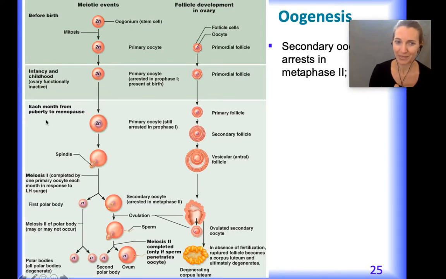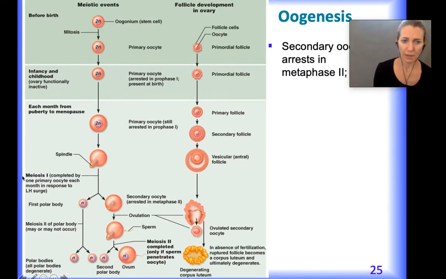And then about each month from puberty to menopause, a primary follicle will mature into a secondary follicle, and lastly into a vesicular follicle as listed here, but this is the mature Graafian follicle. You've got ovulation that's occurring here. And then you are seeing that the follicle morphs into the corpus luteum. And it has this note about the absence of fertilization and what happens with the corpus luteum degenerating if no fertilization occurs.